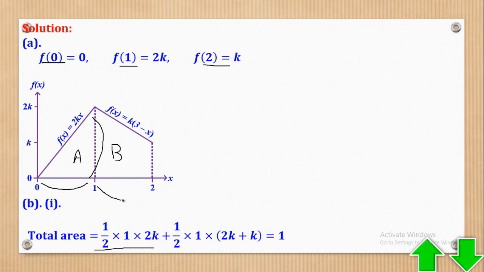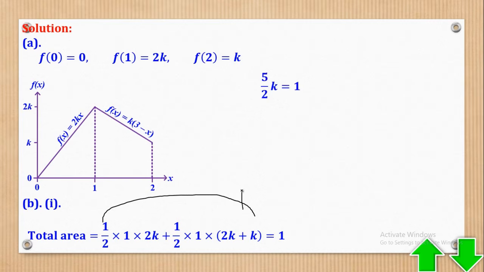For this one, height is 1, A is k and B is 2k. So that's where the half times 1 times open brackets 2k plus k is coming from. But that must be equated to 1. The next step is to simplify. The whole of this will give me 5 over 2 k, therefore k is 2 over 5.